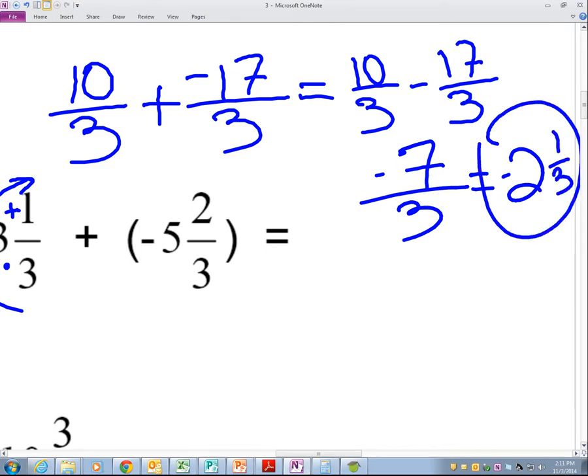Negative 2 1/3. Do we have to make it a negative? Yes. Because with fractions, it always wants to be simplified as a mixed number, unless otherwise stated. Any questions on those easier ones? Okay.